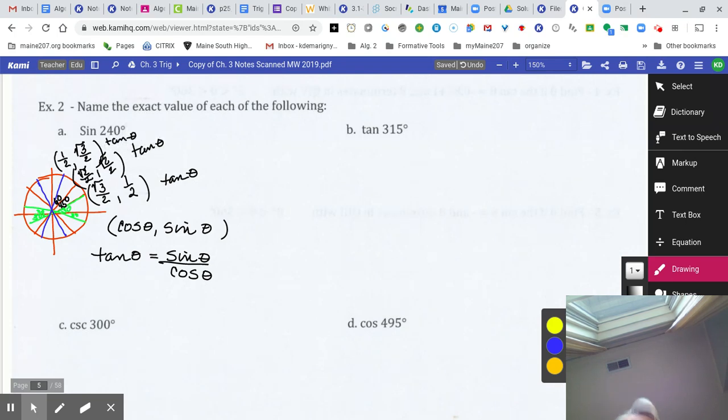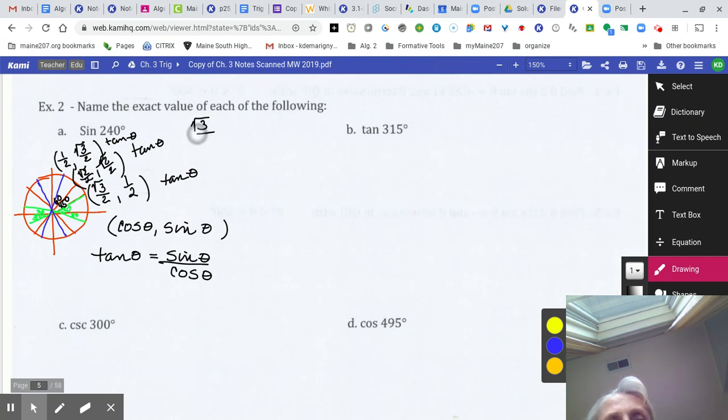So the reason that I need the reference triangle is because if I'm looking at 240 degrees, so here's 180, I know that I'm using a 60 degree reference. So a 60 degree reference is going to tell me then what I'm using. So if I go back to cosine, sine, the sine of 240 is this one, root 3 over 2.